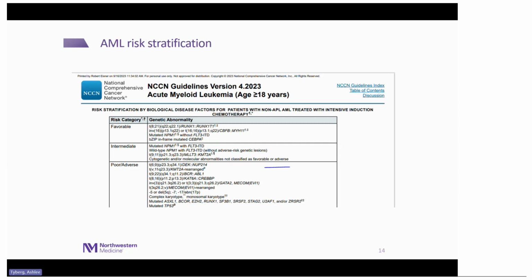Okay, so I wanted to help understand this concept of prognostication. So what is the expected outcome going to be? But also recognize there's different factors. So every AML is not the same.